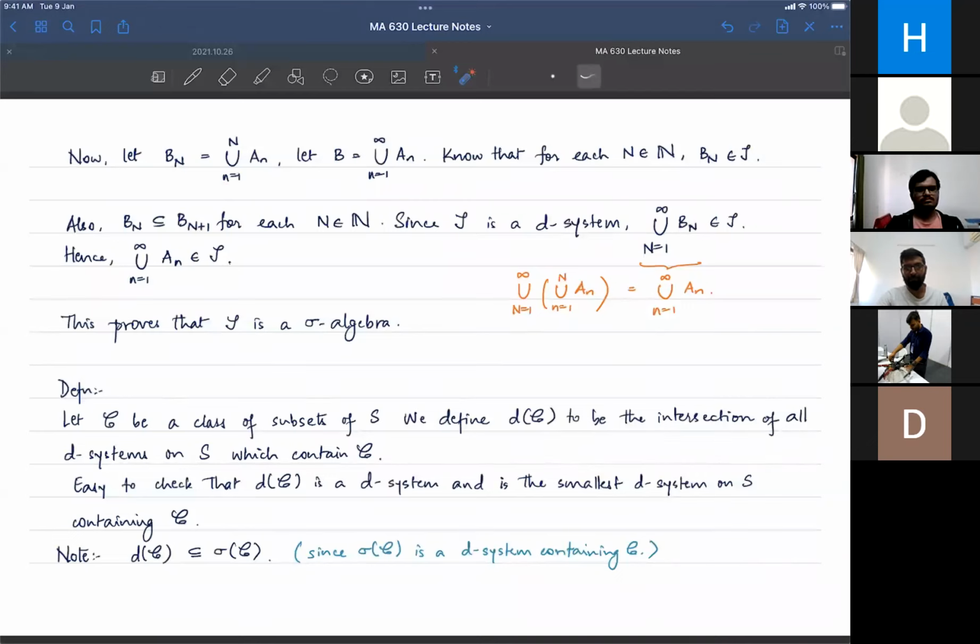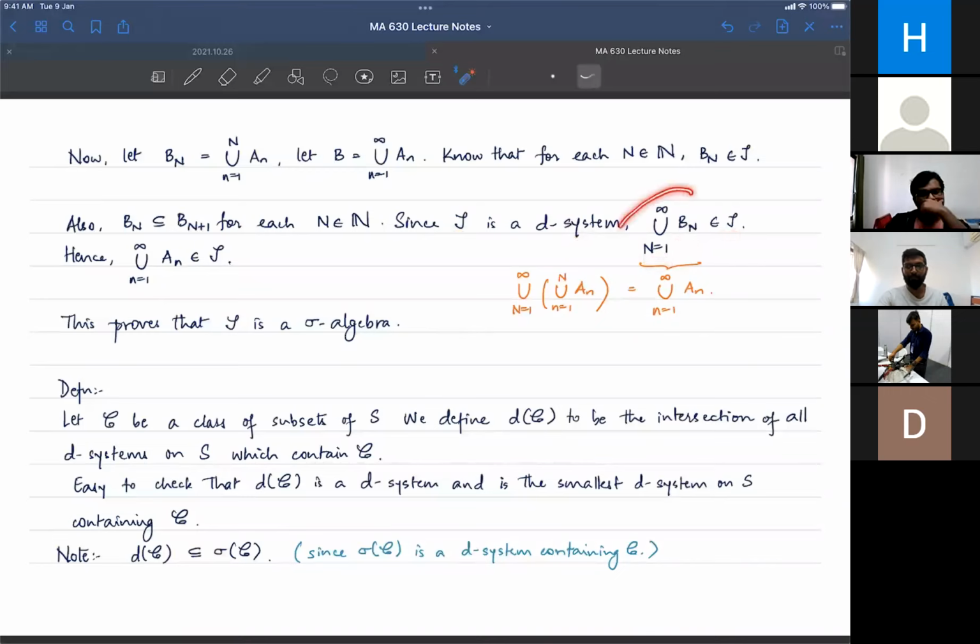Okay, so what do I know? I know two things. I know that for each natural number n, Bn belongs to S because I've shown closure under finite unions. I also know that Bn is contained in Bn plus 1 for every natural number n. Okay, and so now the third property of a D system tells me, since S is a D system, the union of Bn, n going from 1 to infinity, is in S.